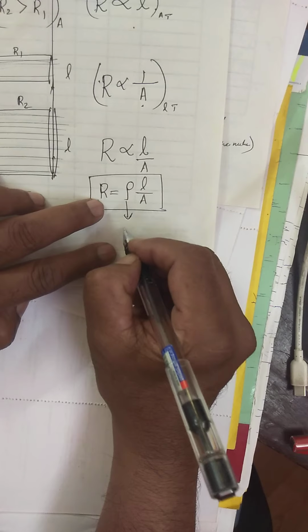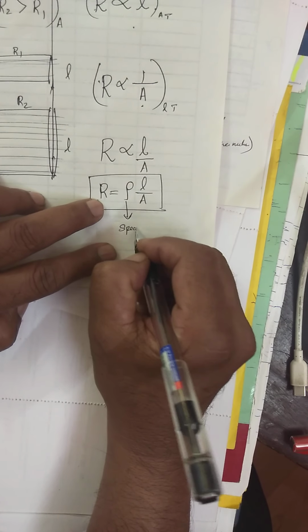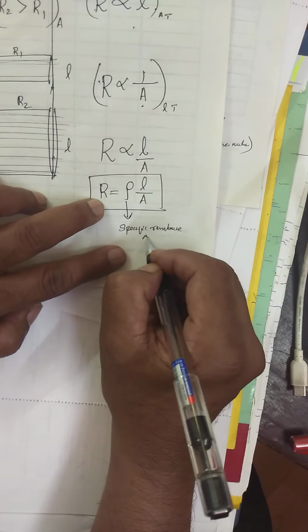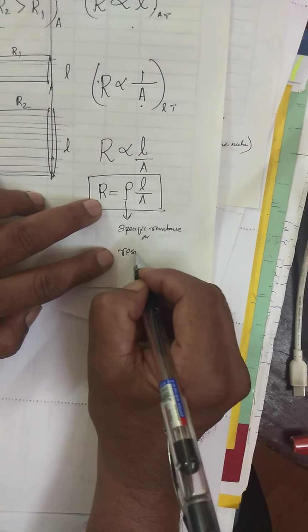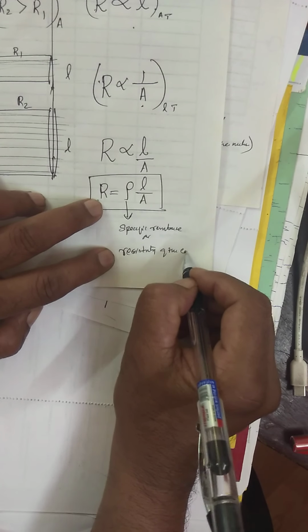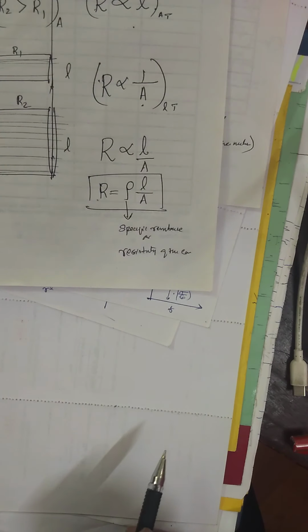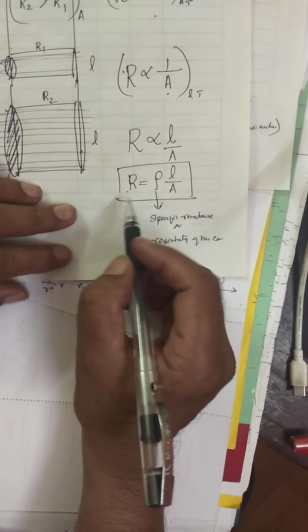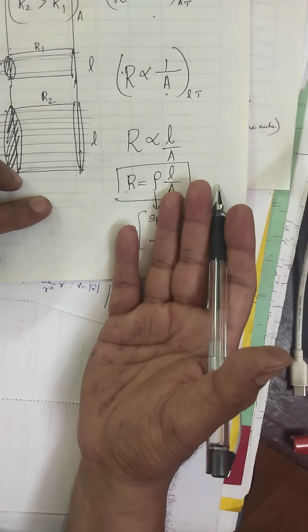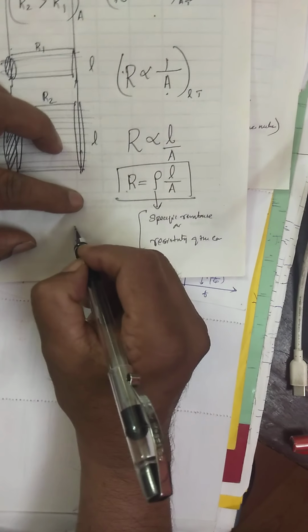This is called specific resistance, or simply the resistivity of the conductor. See, specific resistance is a constant for a given metal. For different metals, it has different values.